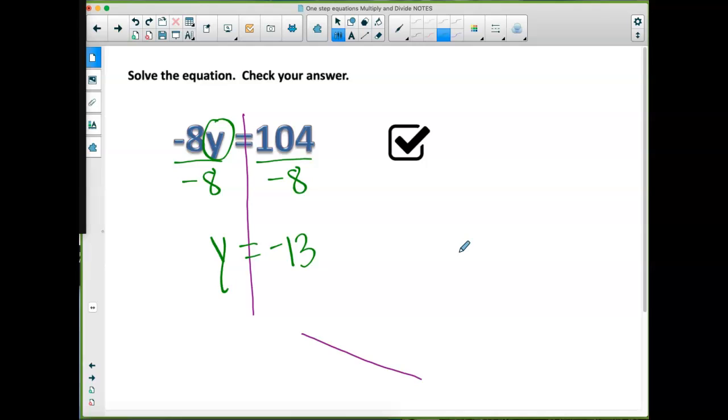It was a little bit hard for me to tell on some of yours with just holding up to the camera if you had the negative sign on there, but hopefully you did. I could see 13 for most everybody, but make sure it says negative 13. If you're going to check it, you have negative 8y equals 104. Put negative 13 in for y. Remember, two negatives make a positive, and 8 times 13 is 104. Questions there?